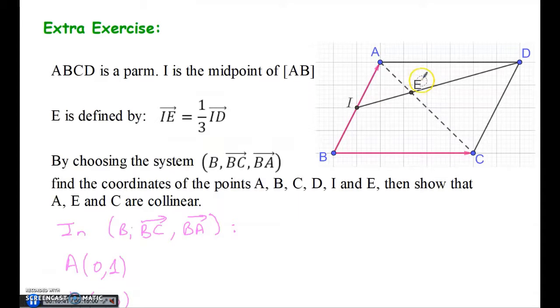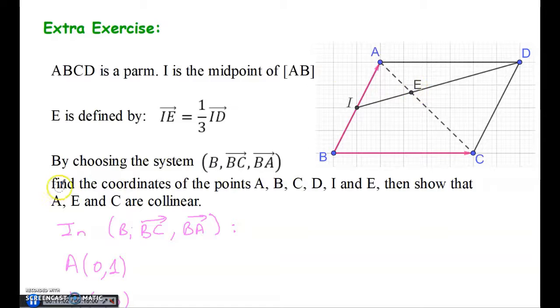Extra exercise. ABCD is a parallelogram. I is the midpoint of AB, and E is the point defined by IE equals 1 over 3 ID. So you join I with D, and you measure the length of ID, and take 1 over 3rd of it, and accordingly you plot IE. Okay, so this is E.